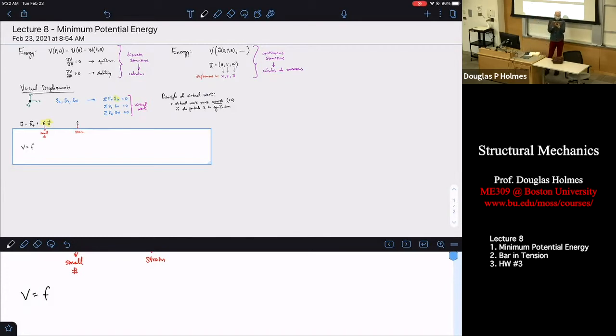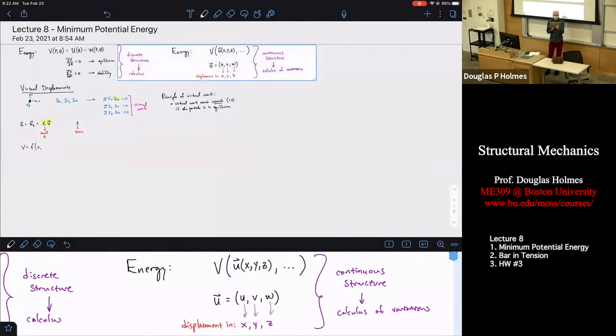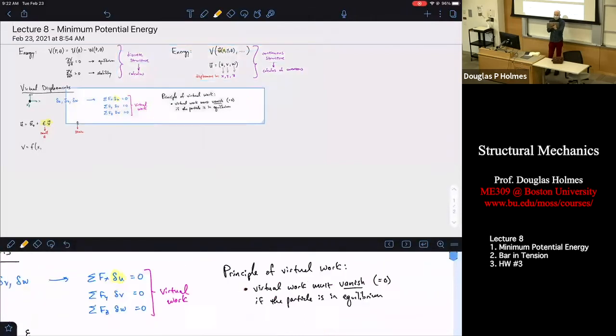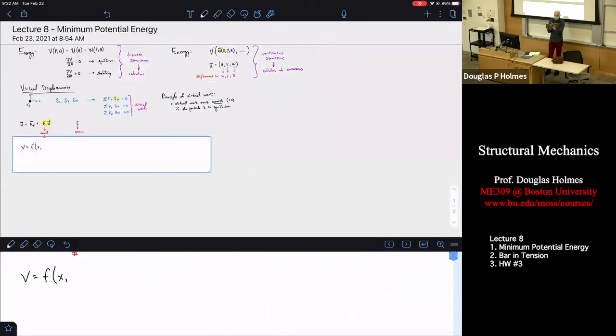So we'll say that it depends on x. And then we'll say, we know from up here that it should depend on x, and then our displacement vector. So we'll say that it also depends on u of x.